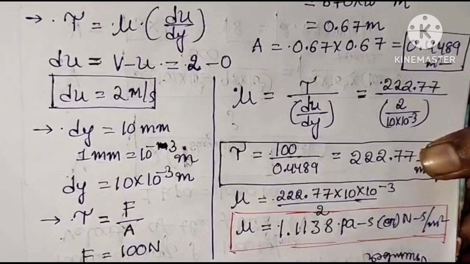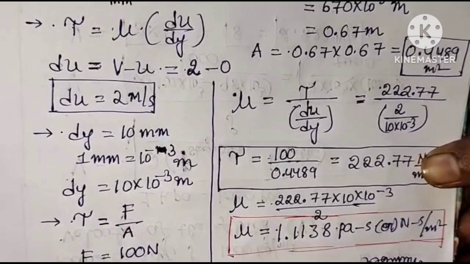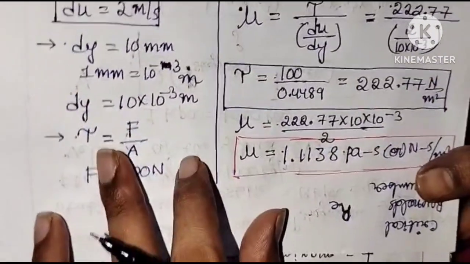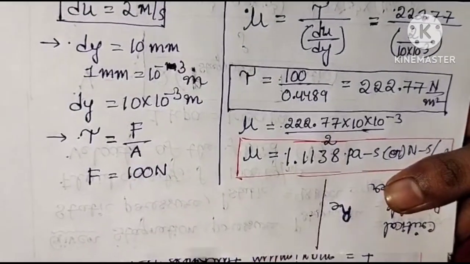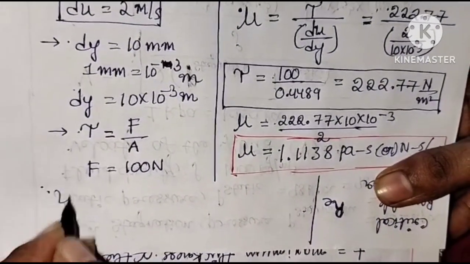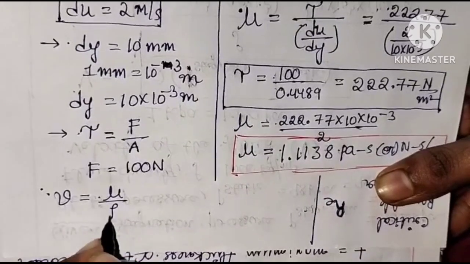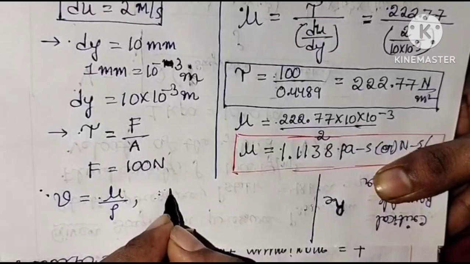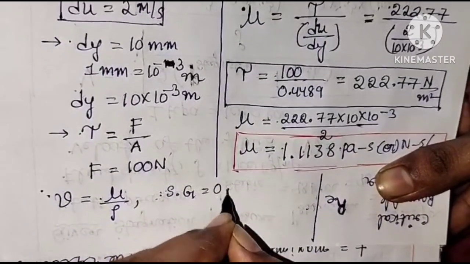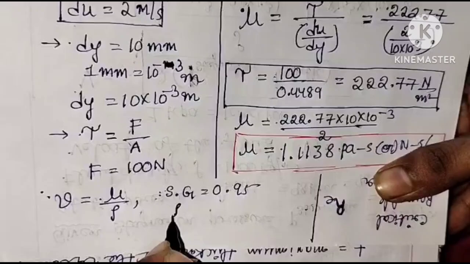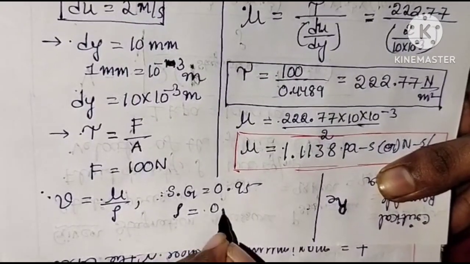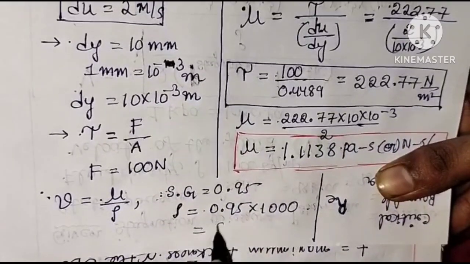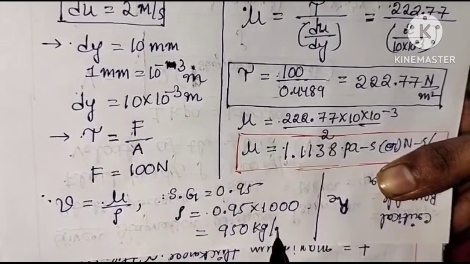Of course, still we need to find kinematic viscosity. So how do you get kinematic viscosity? We know that kinematic viscosity nu is equal to dynamic viscosity per unit density. Before that, let us assume specific gravity of oil is equal to 0.95. Now density of oil is equal to specific gravity into density of standard fluid, which is 1000. So 0.95 into 1000 gives 950 kg per meter cube.